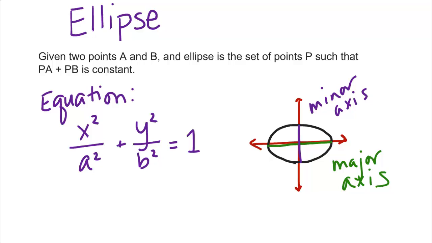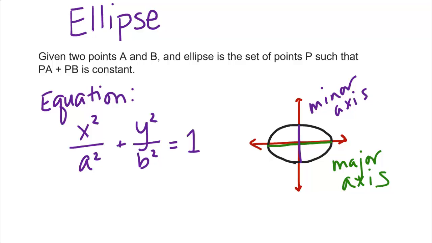So it's almost like you sat on a circle or something like that, but it is usually elongated one way. In this case, the major axis is horizontal. We'll see some examples later on in this video where the major axis is actually vertical. Let's take a look at the equation of an ellipse.